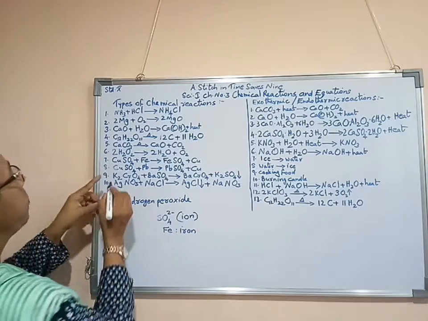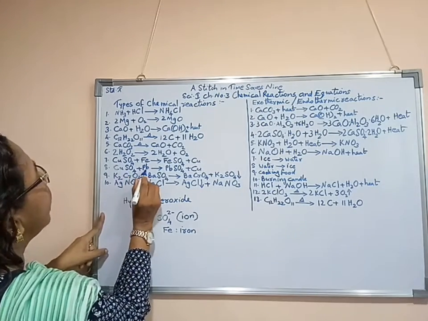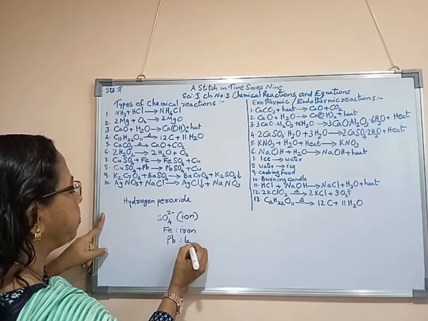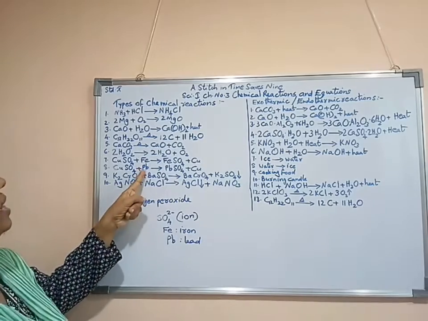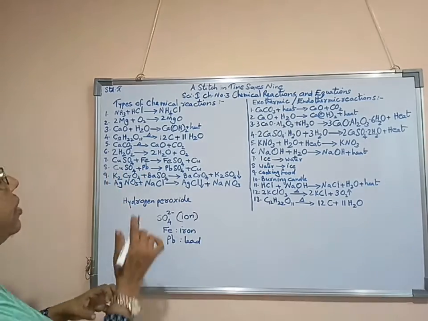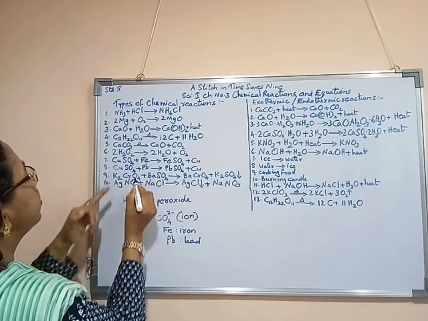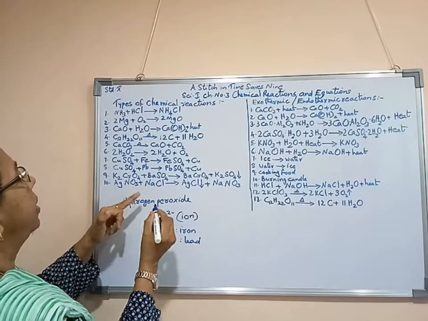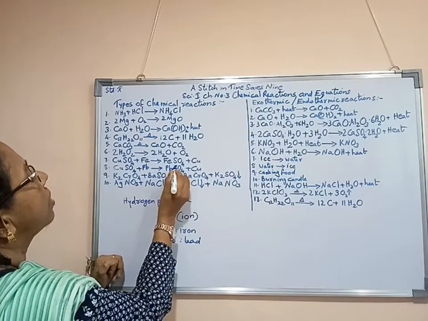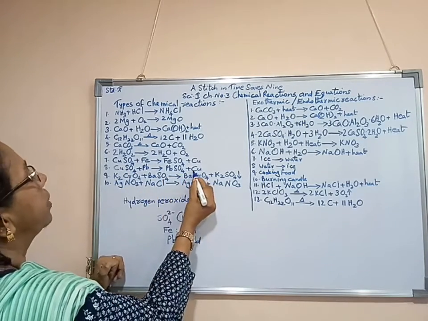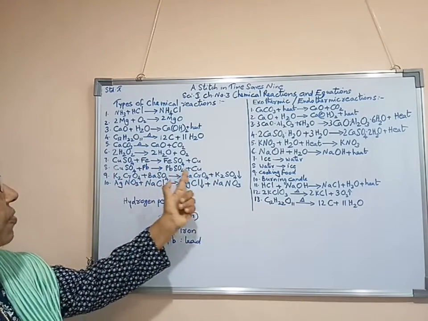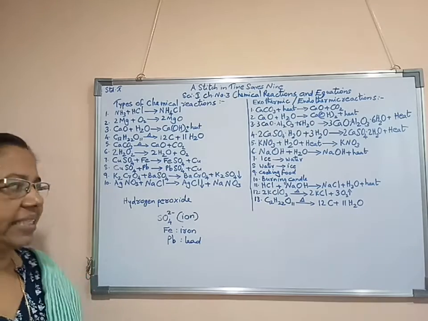One more example. Here copper sulfate reacts with the lead. Pb means a lead metal. This lead is more reactive than copper. As a result of it, lead receives the sulfate ion. As a result of it, lead sulfate formed and copper separated. So we can say that this is an example of displacement reaction.